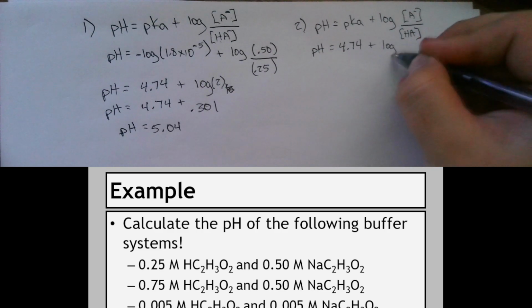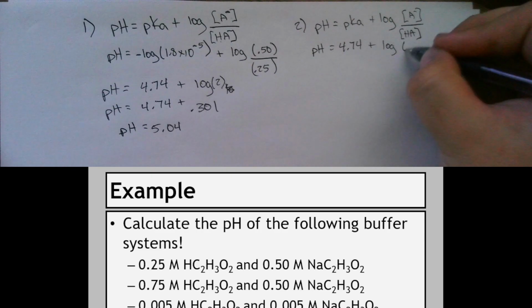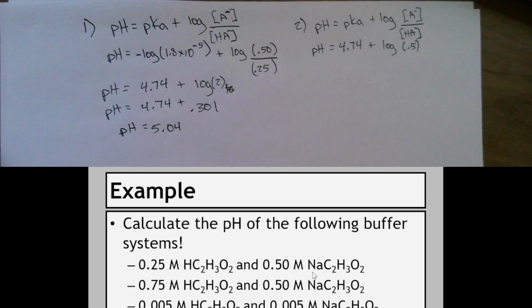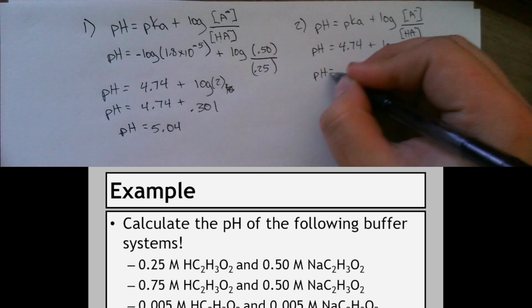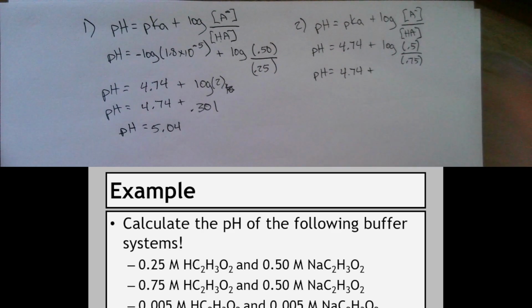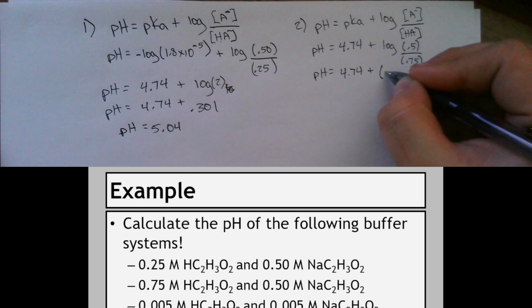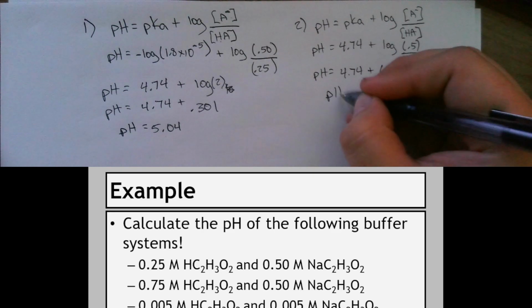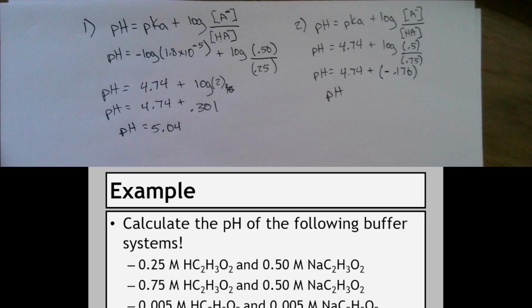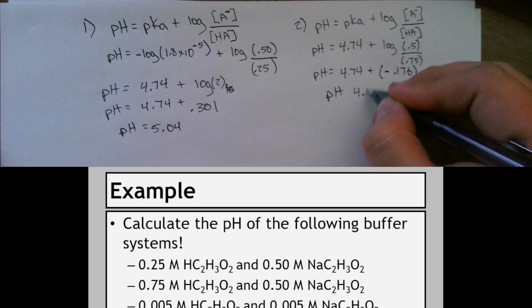Plus the log of, this time I have A minus is going to be 0.5 still, because that's how much of my salt, NaC2H3O2, I have. But this time my acetic acid, I have more, 0.75. Okay, so I have my 4.74 plus the log of, I'm going to take 0.5 divided by 0.75. Okay, that equals 2/3. Then I'm going to take the log of that, and I get a negative 0.176. My pH, when I add these two numbers together, comes out to 4.56.